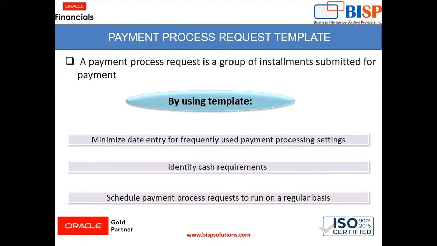Like here, by using this template, we are setting default payment options and can use the same every time for processing the payment in the application. So by using this template, you can minimize data entry for frequently used payment processing settings. You can identify cash requirements by running the payable cash requirement report against the template before submitting the template for processing, and also can schedule payment process requests to run on a regular basis.